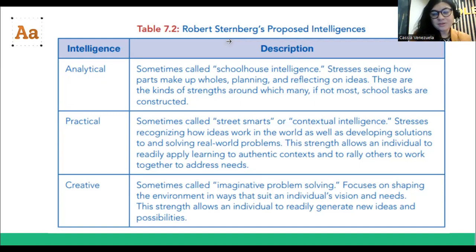analytical tasks or analytical, I don't like calling analytical intelligence, but let's say analytical approach towards learning would be understanding how different parts make up a whole, or planning, or reflecting on different ideas. So it's basically understanding how different little bits of something make up the bigger picture.